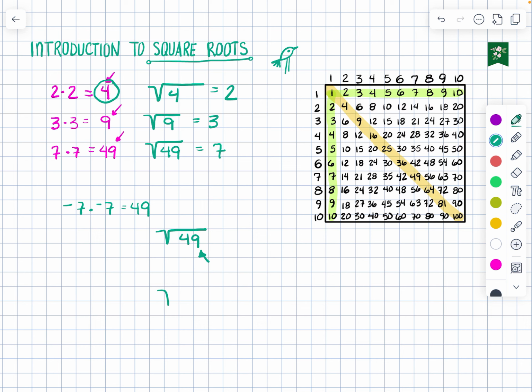They may say, oh, give me the positive and the negative. So they may say it like this. Okay, and then you would have the options. But for now, we're just talking about the positive result of the square root.